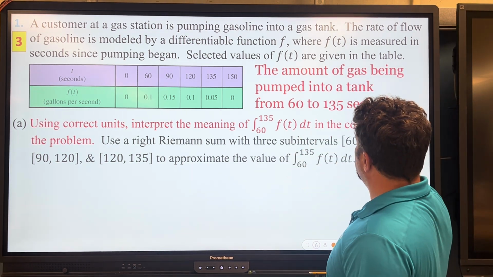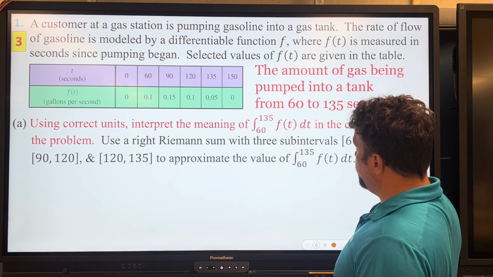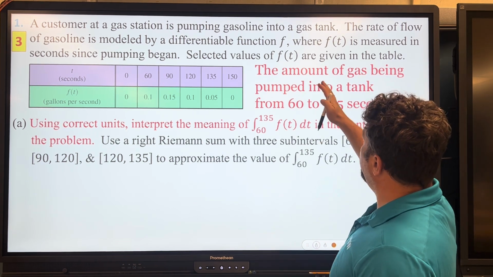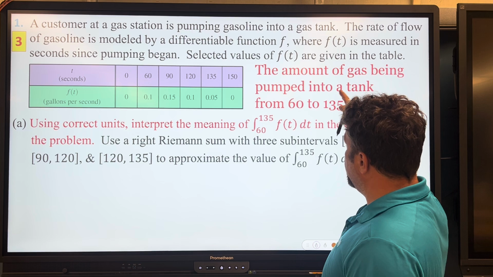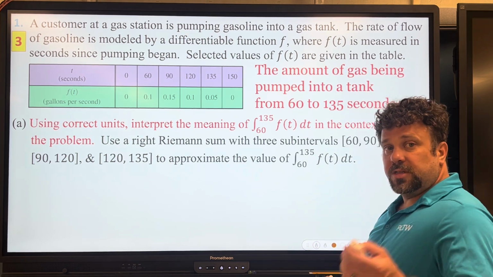Using correct units, gallons of gas, seconds, okay? And you can say the amount of gallons of gas being pumped into the tank between these times, so that would answer your first question. That gets you a point.